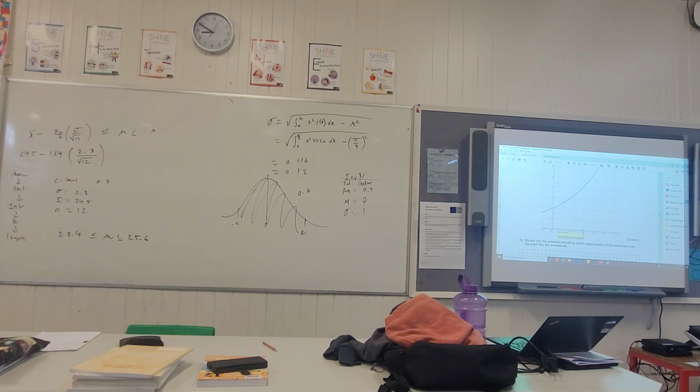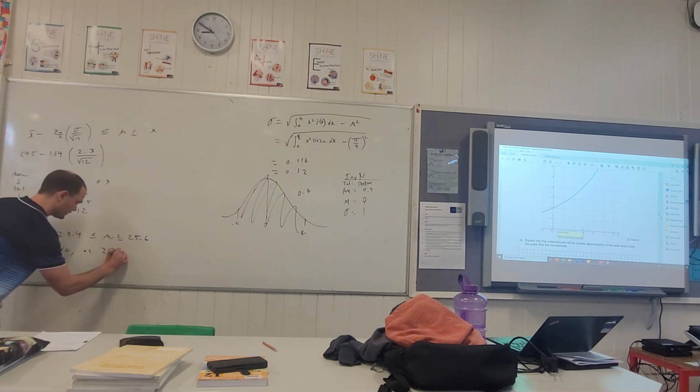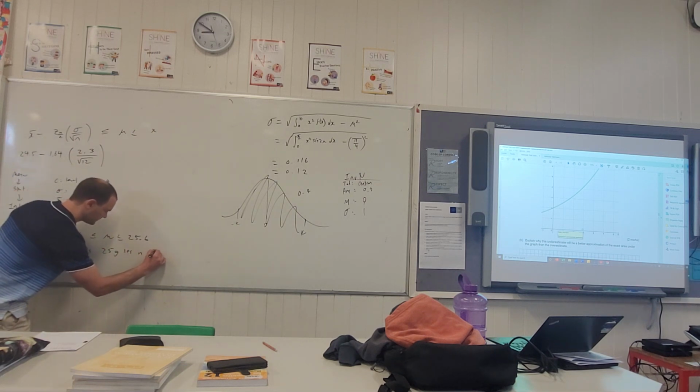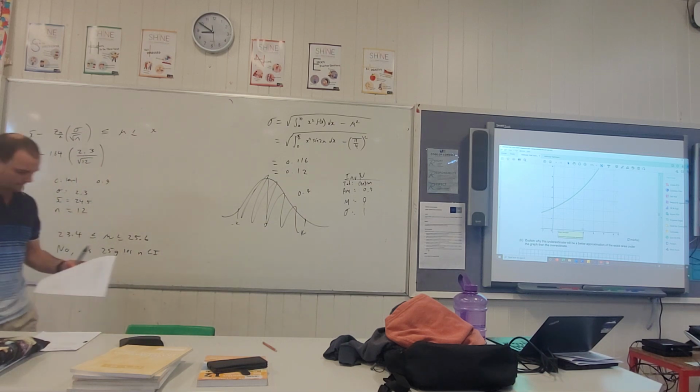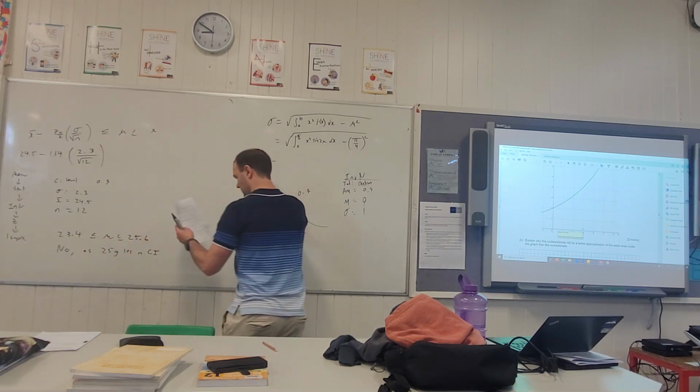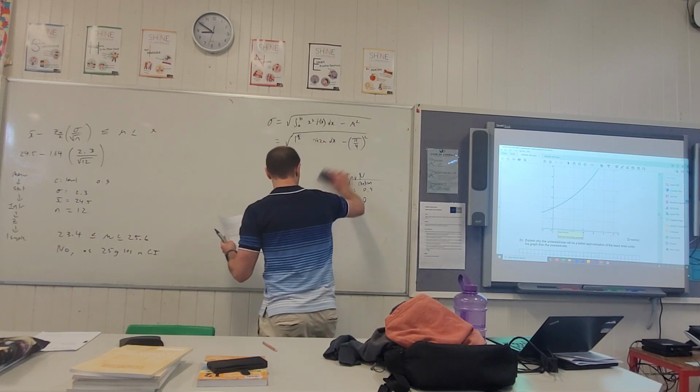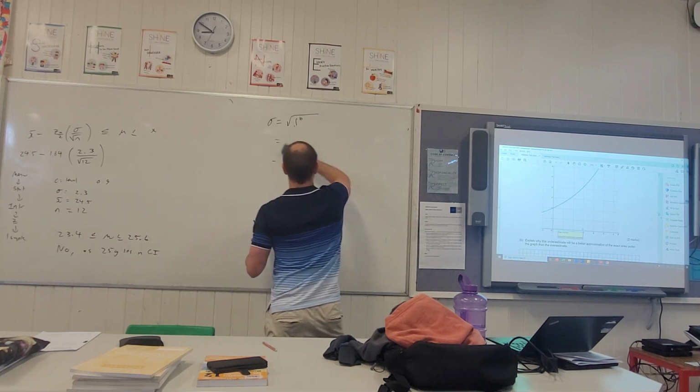Alright, is there sufficient evidence to suggest that the mean weight of biscuits is not 25 grams? No. One mark for writing no, and then another mark for justification, because 25 lies within the confidence interval. So, no, as 25 grams lies in the confidence interval.